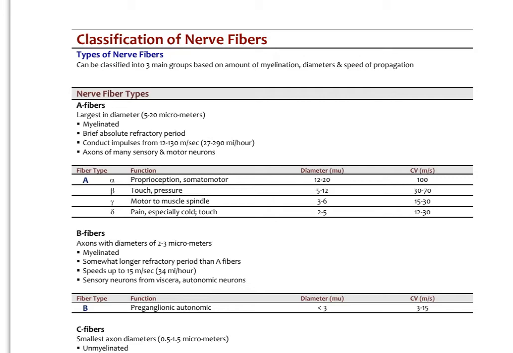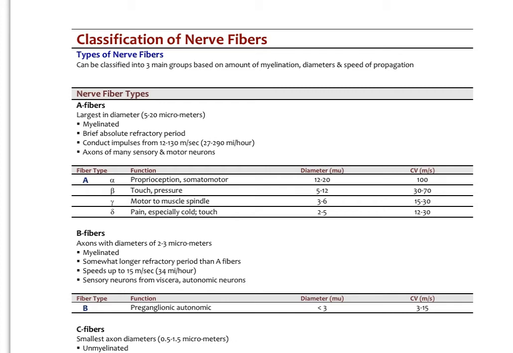And if we look at A fibers, they're the largest in diameter, about 5 to 20 micrometers in diameter. They are myelinated. They have a very brief absolute refractory period, so they can recharge and another action potential can pass by very quickly. And they can conduct impulses from around 12 to 130 meters per second. That's up to just under 300 miles per hour. These are the axons of most sensory and motor neurons.